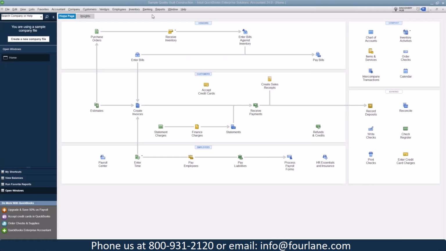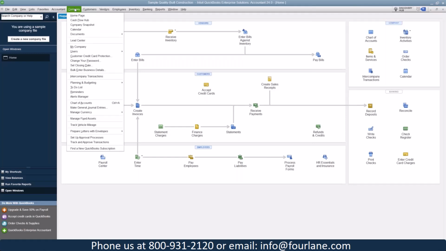Okay? So, what's the difference between a budget and a forecast? So, when you go to create either one, we're going to come into company. We're going to go down to planning and budgeting, and you can see that we've got both of them, to set up the budget or to set up the forecast. So kind of the biggest differences between the two.